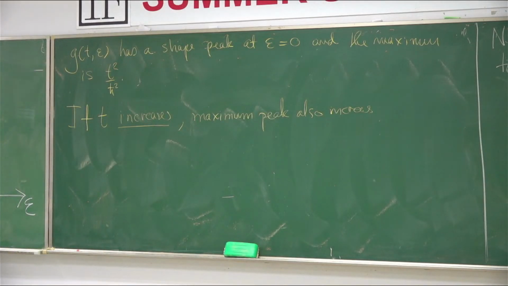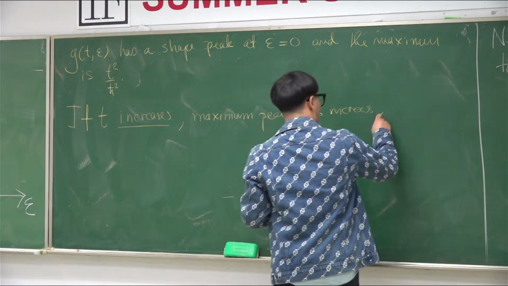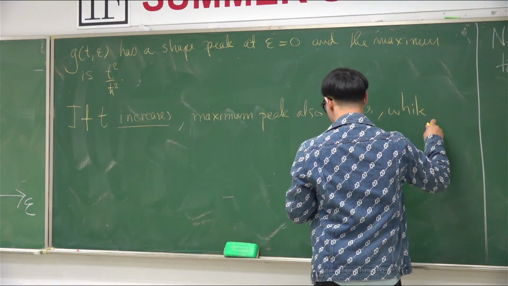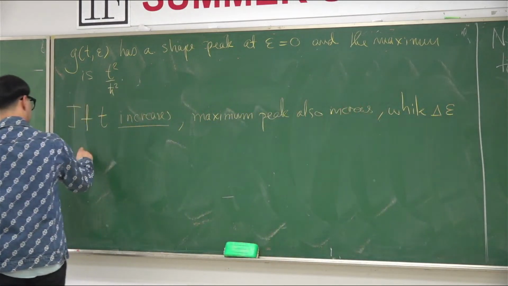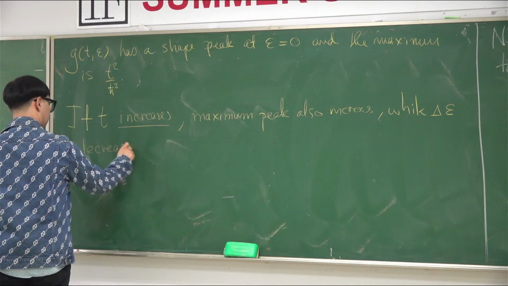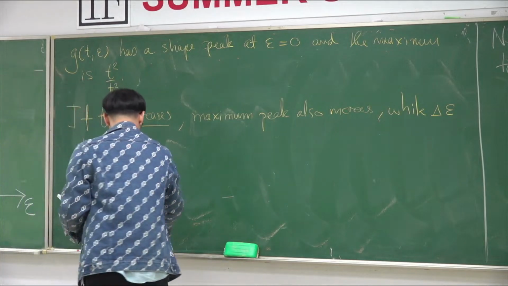The peak gets higher, because the height of the peak depends on t squared, right? Why? The delta epsilon decreases, because you have to divide by t. When this thing gets bigger, this gets smaller, and it gets higher, right? So it's squeezed. It has been squeezed.